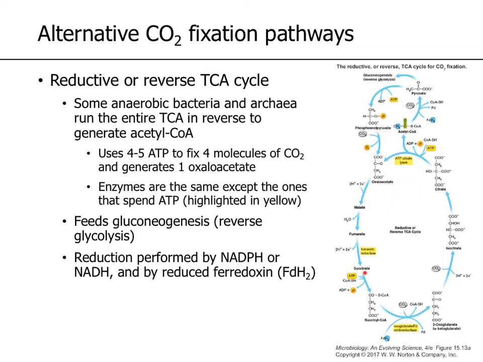The reverse TCA cycle feeds the reverse glycolysis, which is known as gluconeogenesis. And like I said, some organisms actually will from scratch make these molecules just by fixing CO2 through these pathways. The reduction in these cases can be performed by NADPH or NADH, depending on the reaction, and then also some reactions can use reduced ferredoxin instead.